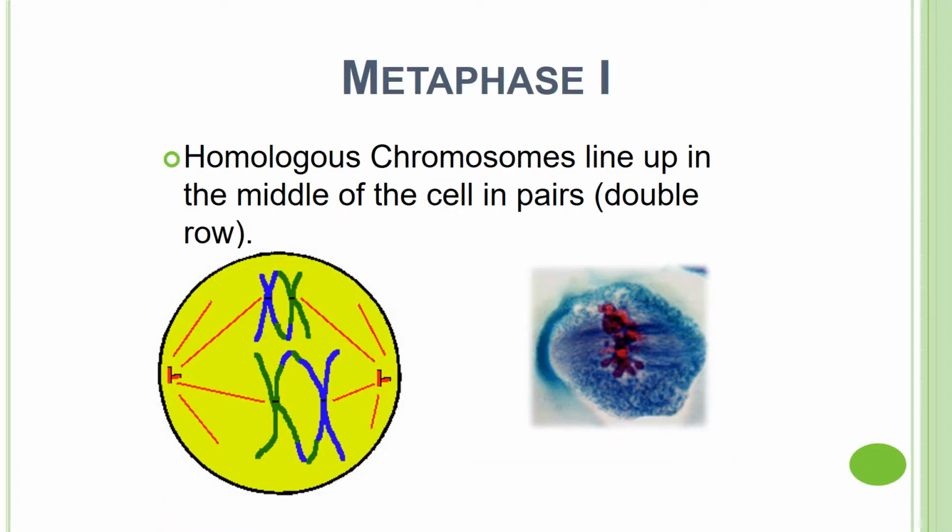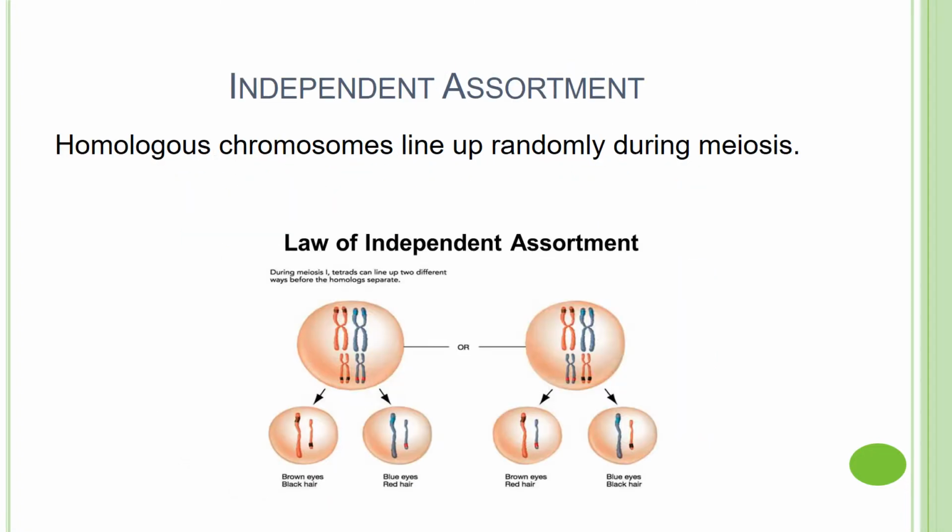So then it goes into metaphase 1. And if you remember from PMAT earlier, metaphase, middle. So the homologous chromosomes, these pairs of chromosomes, are going to line up in the middle of the cell. And something very special also happens during metaphase 1. It's called independent assortment. And the homologous chromosomes line up just kind of randomly.